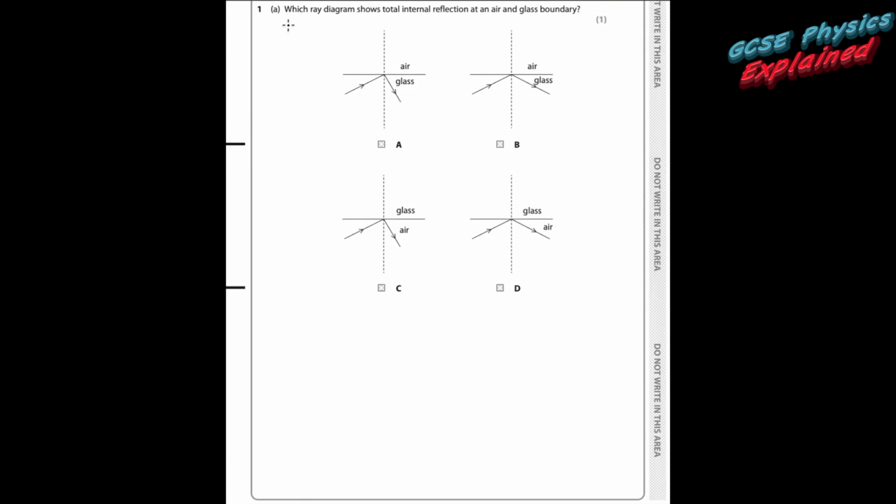Question 1. Part A. Which ray diagram shows total internal reflection at an air and glass boundary? Well, total internal reflection is when it bounces back inside, but it still has to have I equals R. And because it's total internal, it has to happen inside the glass, not inside air. So the answer is B.